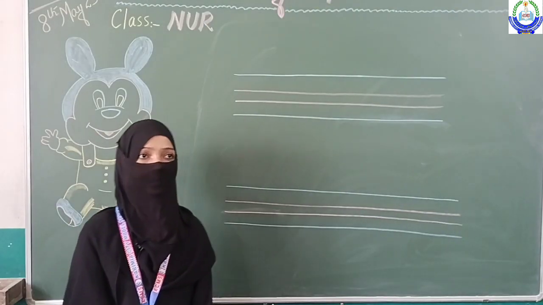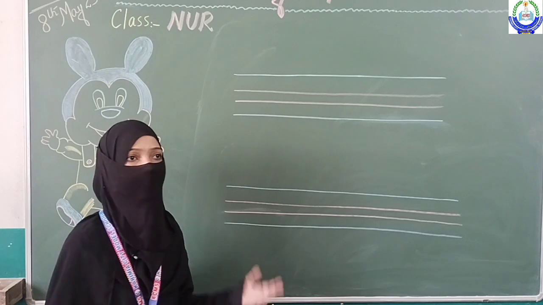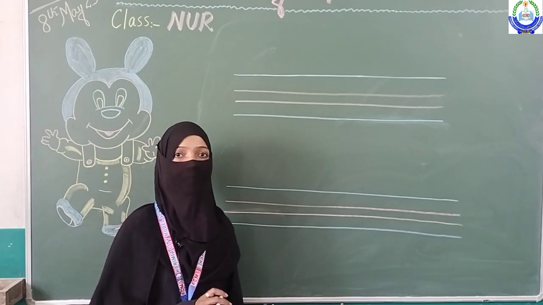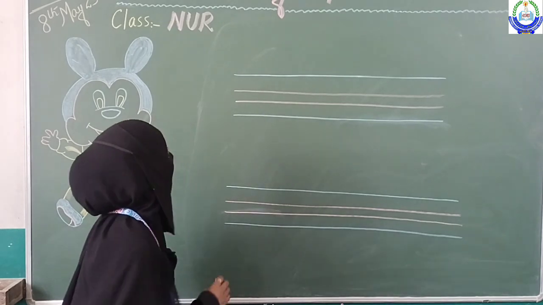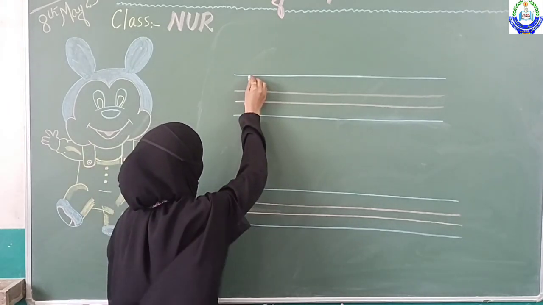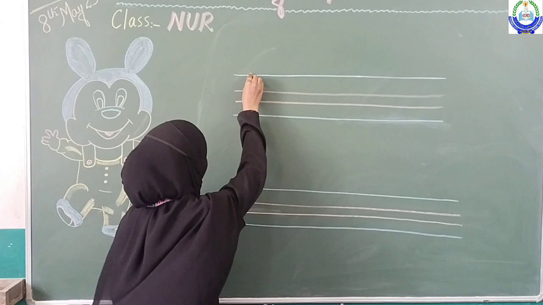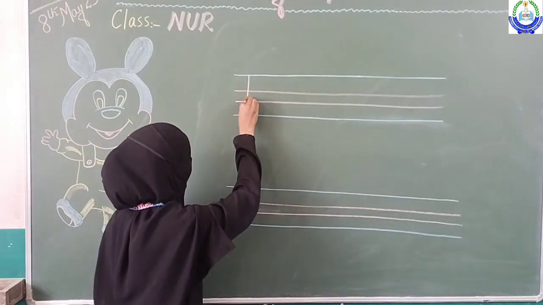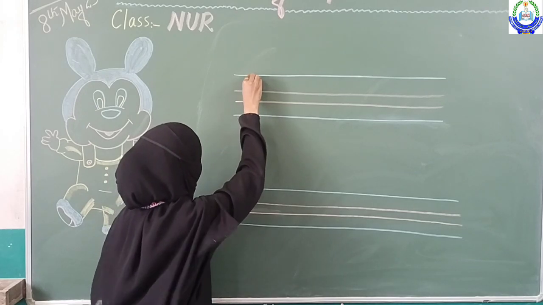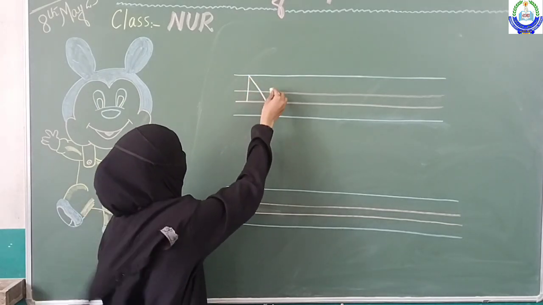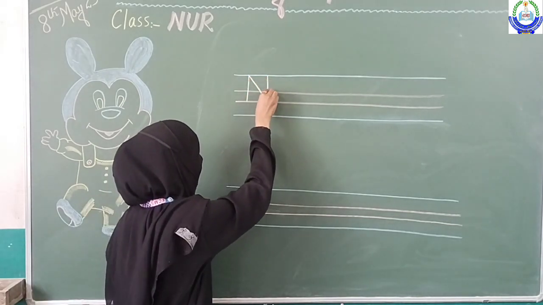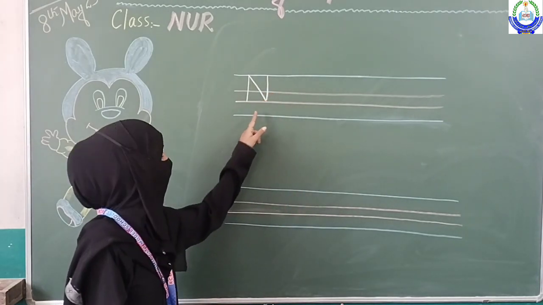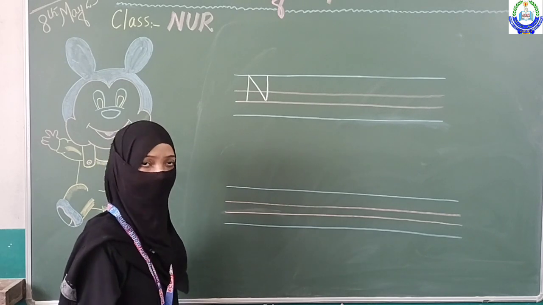So students, before we learned A to M, now we are going to learn how to write the alphabets. Okay. First we have to write N. For N, I am going to draw one standing line, then a slanting line, and then again a standing line.